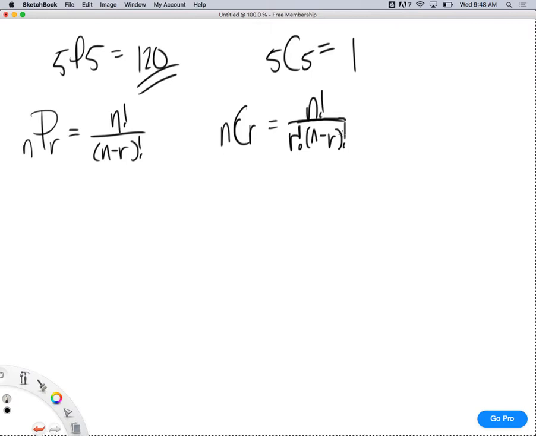Does that make sense to you guys? Is that pretty clear? So combinations: order doesn't matter, and it's the same equation as permutations, except you're dividing by r factorial.